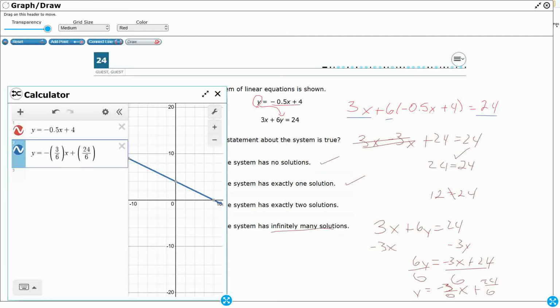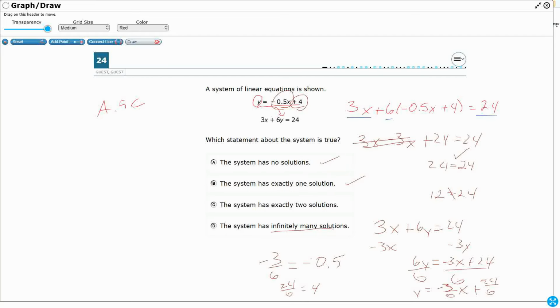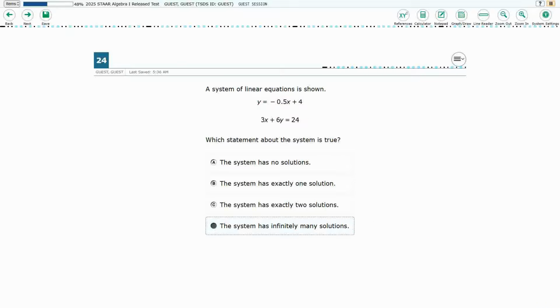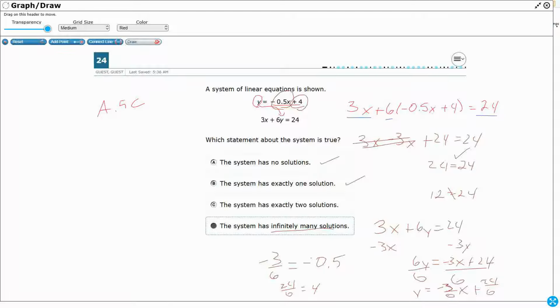Why? Well, because what is negative 3/6? Negative 3/6 equals negative 0.5. What is 24 over 6? 24 over 6 equals 4, which is exactly what we have right up there. So it is the exact same equation, which means they touch infinitely. So they are infinitely many solutions. And algebraically, what that looks like is that it's always going to look like what we have here, where we have this 24 equals 24. That's what it looks like when you get two numbers that equal each other. It's a true statement that gets you an infinite solution.